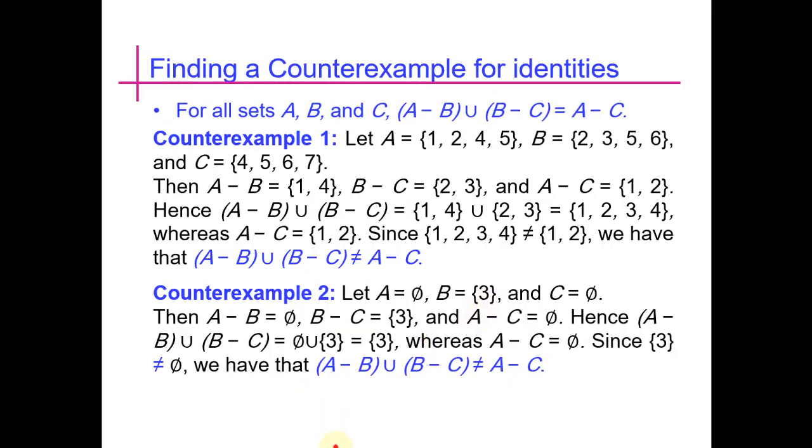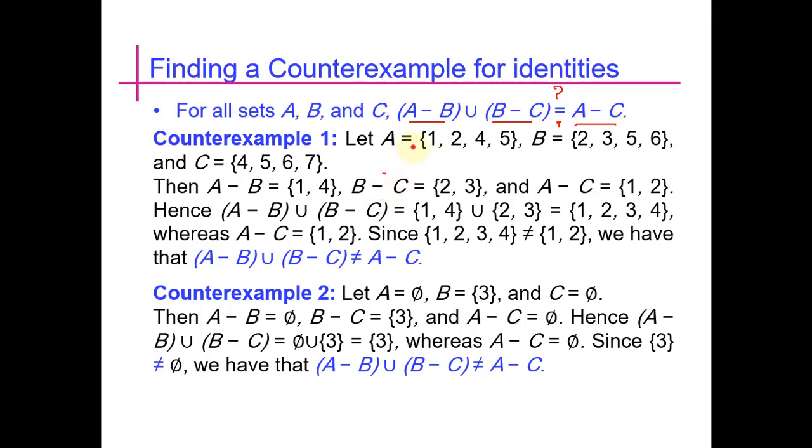Now we see some identities related to sets, and these identities are not true. It is written as (A minus B) union (B minus C) is equal to A minus C. So if some identity is presented to you, you must check first whether it is true or not before proving it or before verifying it. You must check whether this is true or false.